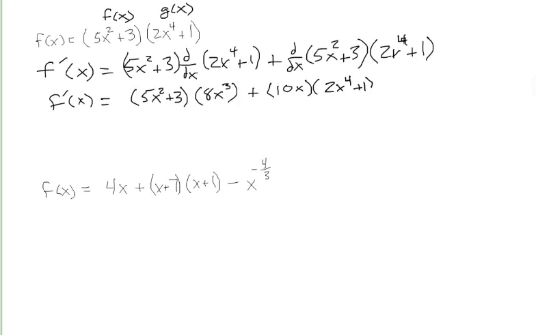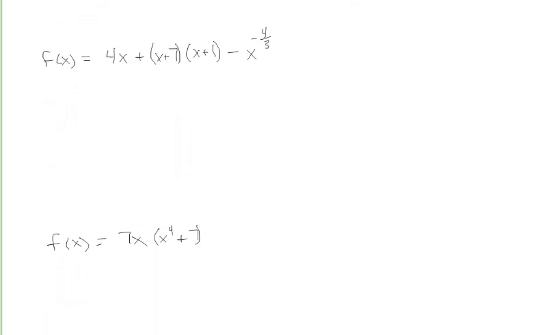So the next example that I have is f of x is equal to 4x plus (x plus 7) times (x plus 1) minus x to the negative 4/3. And just remember that we don't take derivatives through pluses and minus signs. So this first term is the power rule. So the derivative of 4x is 4.